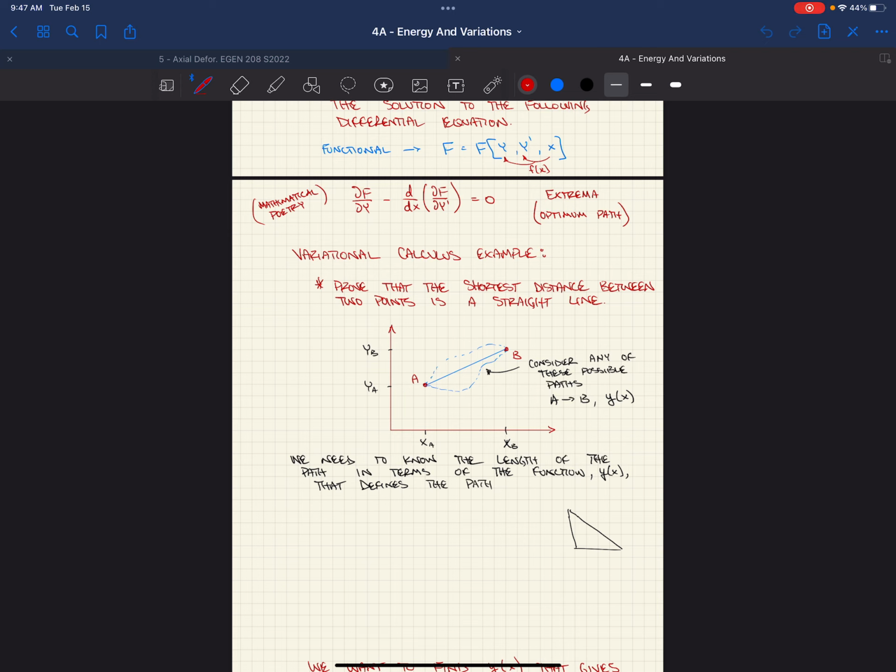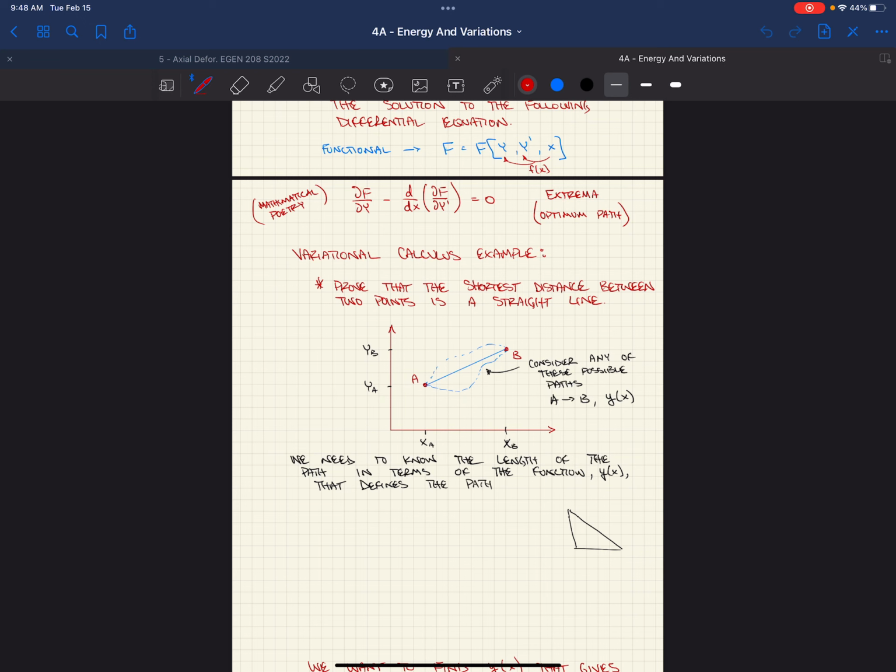And that's what variational calculus does, we're minimizing an integral, right? So a surface or a path. So if you minimize those, obviously we're going to make the smallest. And in doing so, if we want to minimize the path between 2 points, we would then have the shortest distance. So we need to know the length of the path in terms of the function y sub x. So I'm saying that y is dependent on x, and that defines the path.